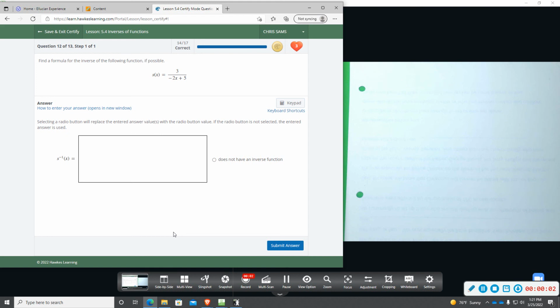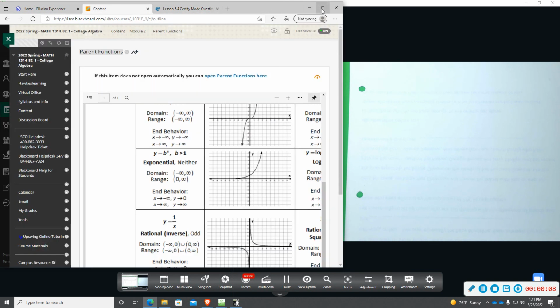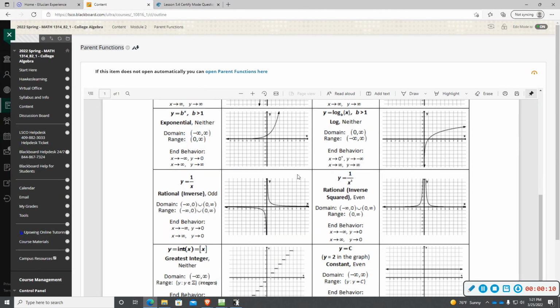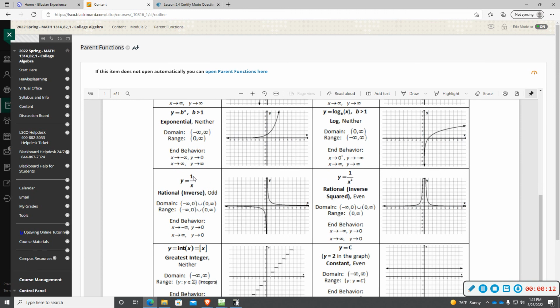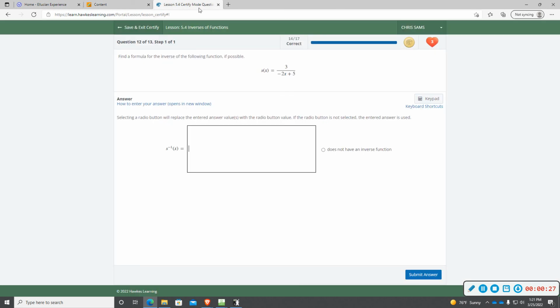All right, with number 12, we want to find the formula for the inverse if possible. So again, I want to refer back to the parent functions. This is the rational function, 1 over x, or something over x. You get this graph. If you were to do a horizontal or vertical line test, it will pass both. So indeed, we can find the inverse of this function. So we will do just that.